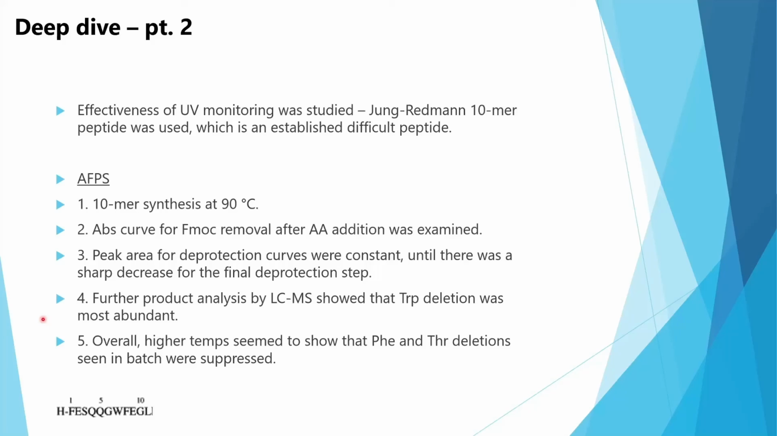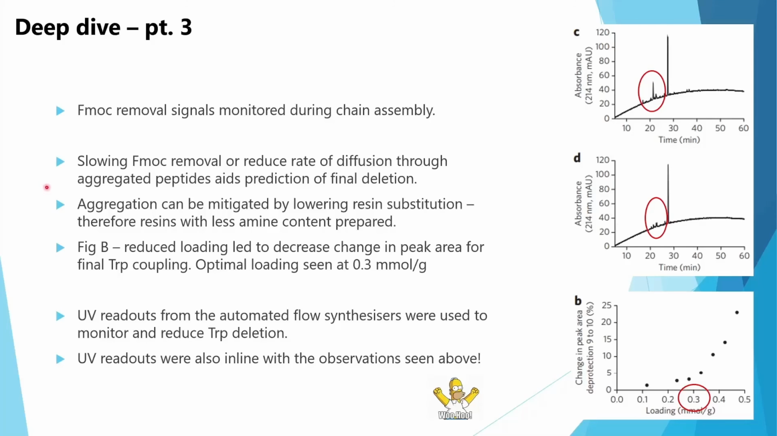Further analysis by LC-MS showed that the tryptophan deletion was most common. It seemed that overall, AFPS in the higher temperatures used suppressed phenylalanine and threonine deletions seen previously in batch. FMOC removal signals were monitored during chain assembly, and was found that aggregated peptides help predict the final deletion. This was attributed to slow FMOC removal or reduced rate of diffusion through the aggregated peptides for coupling. From the data obtained, aggregation was the issue and needed to be mitigated.